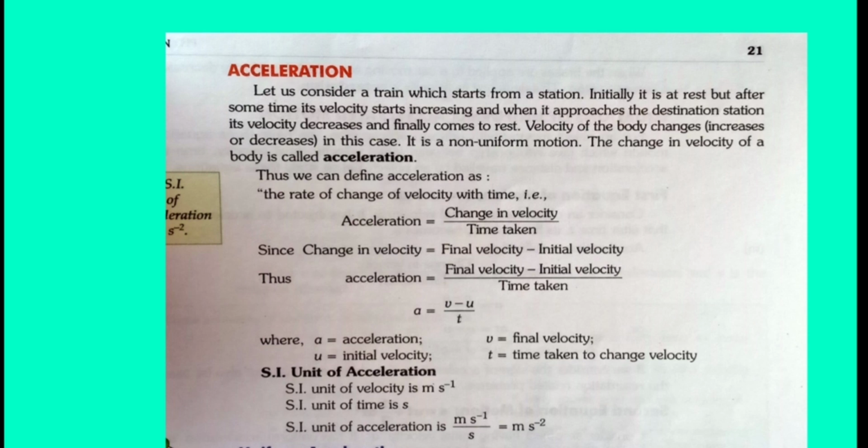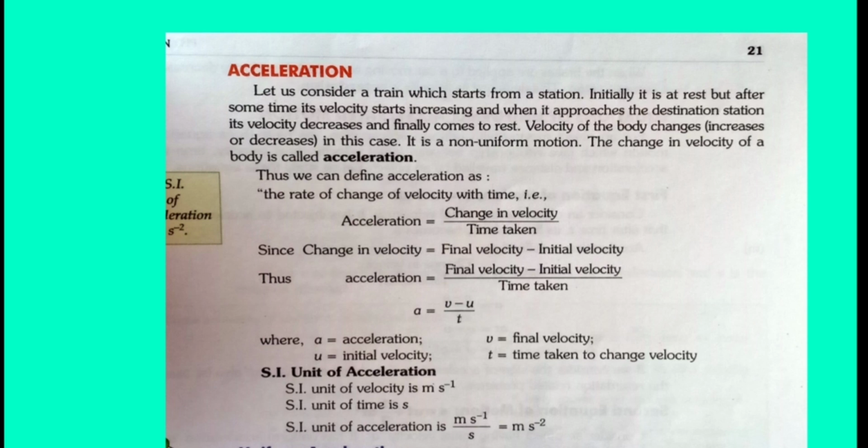So this change in velocity of an object is called acceleration. We can define acceleration as the rate of change of velocity with time, and we can represent it using the formula: acceleration equals change in velocity by time taken. And we already saw that change in velocity is nothing but the final velocity minus the initial velocity. So acceleration is final velocity minus initial velocity by the time taken.